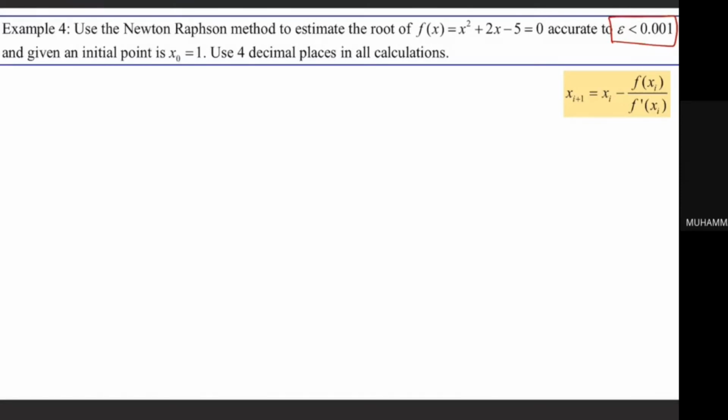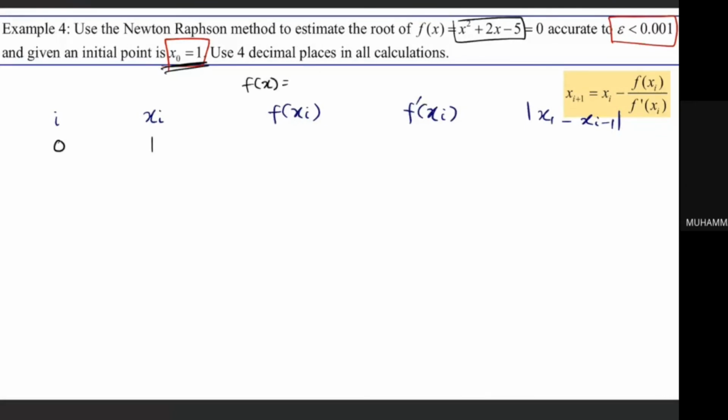Use the Newton Raphson method to estimate the root of fx. Accurate to, okay, for this example, you must calculate the error. Given the initial point is 1, use 4 decimal places. Draw the table. You must have i, xi, fxi, and also f prime xi, and then the error. Okay, you start with 0. So x0 is the initial point, which is 1.